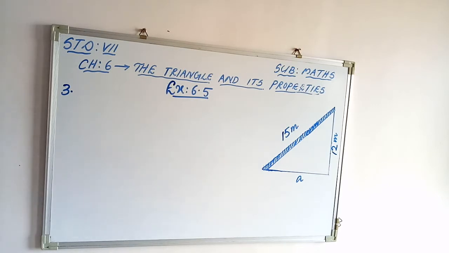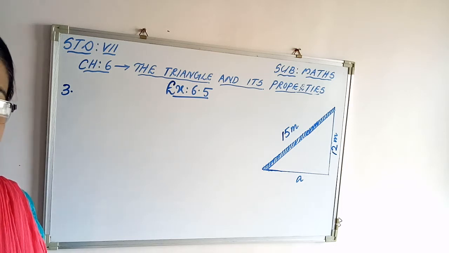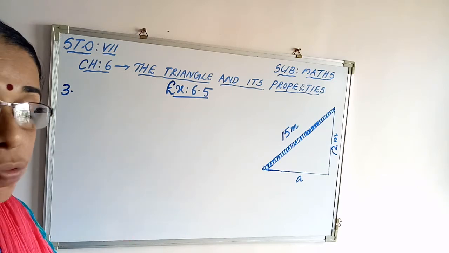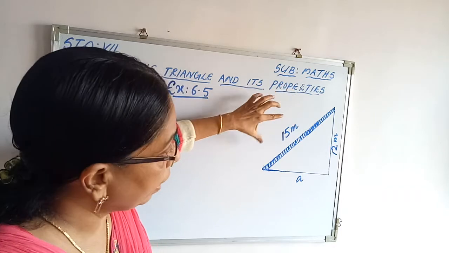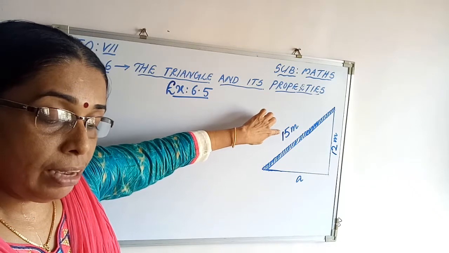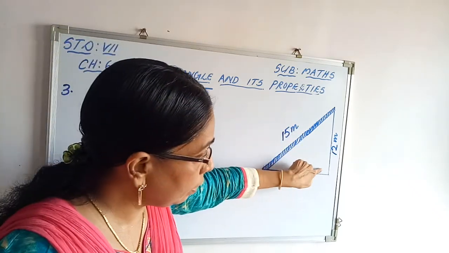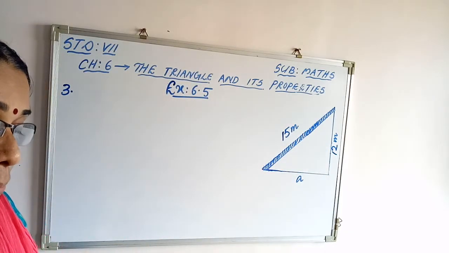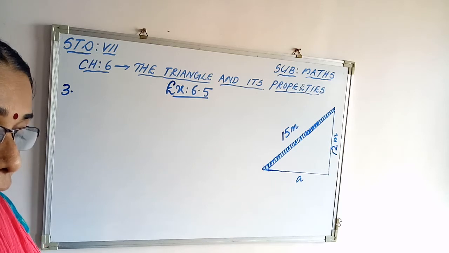A 15-meter long ladder reached a window 12 meters high from the ground on placing it against a wall at a distance A. Find the distance of the foot of the ladder from the wall. We understood the question? There is a ladder which has a length of 15 meters. So here what I shaded is the ladder. The length of the ladder is 15 meters. And it reached a window of 12 meters height. So this is the window which is of 12 meters height. And from the ground, on placing it against a wall at a distance of A.